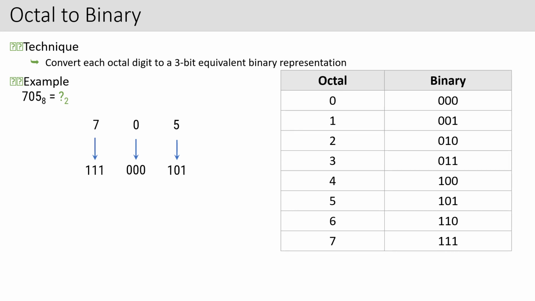How will I write this 705? Each digit is converted into its 3-bit equivalent binary representation. See, 7 I have converted into 3 bits, 111, a binary number. 0 is 000, a binary number. 5 is 101, a binary number. So I'm converting each digit of the octal number to its individual binary form. So 111, 000, and 101. So this can be written like this.